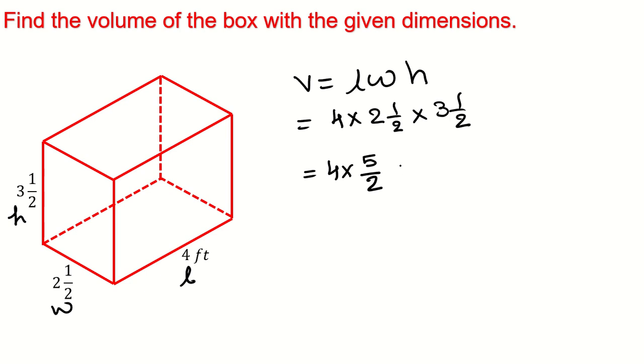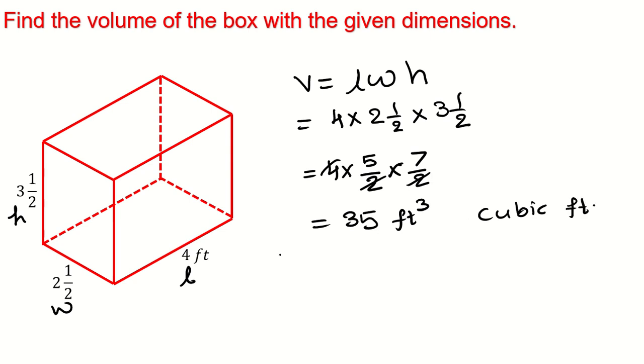5 over 2 times 3 times 2, 6. 6 plus 1, 7 over 2. Now just simplify this. 2 times 2 is 4, and 4 is up, so it is cut. So 5 times 7 means 35 feet cube, or you can say cubic feet. Both are the same thing, okay? Now like this, how easily we can find the answer if you are good in calculation.